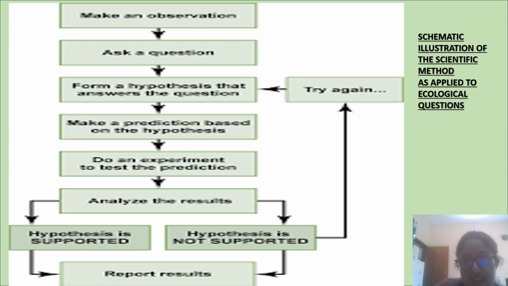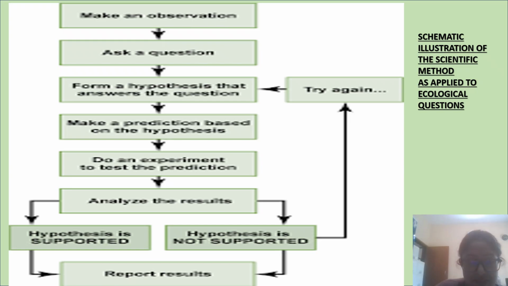Next are schematic illustrations of the scientific method as applied to ecological questions. At first, make an observation. Next, ask a question. Next part is form a hypothesis that answers the question. Next process, make a prediction based on the hypothesis. And the next step is do an experiment to test the prediction. Next step, analyze the results.